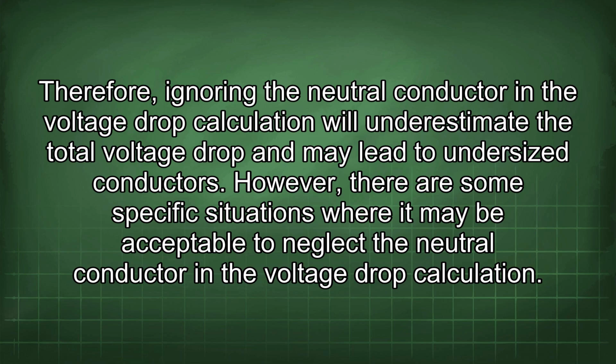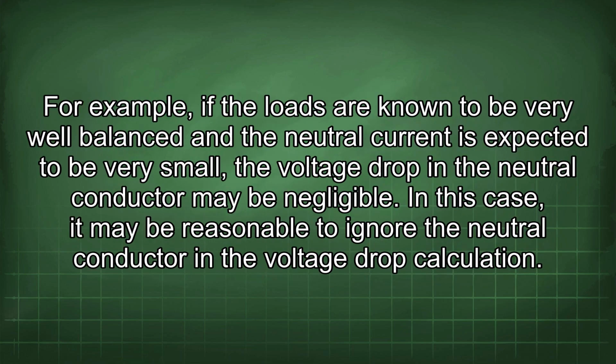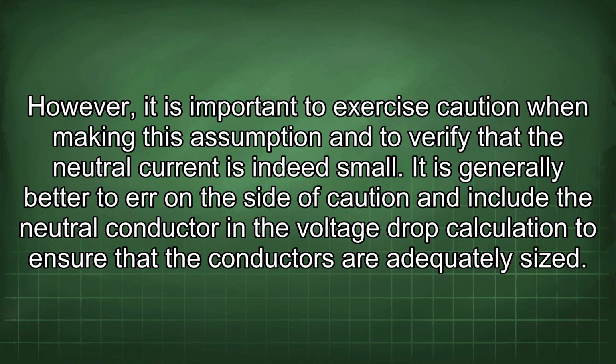However, there are some specific situations where it may be acceptable to neglect the neutral conductor in the voltage drop calculation. For example, if the loads are known to be very well balanced and the neutral current is expected to be very small, the voltage drop in the neutral conductor may be negligible. In this case, it may be reasonable to ignore the neutral conductor in the voltage drop calculation. However, it is important to exercise caution when making this assumption and to verify that the neutral current is indeed small. It is generally better to err on the side of caution and include the neutral conductor in the voltage drop calculation to ensure that the conductors are adequately sized.